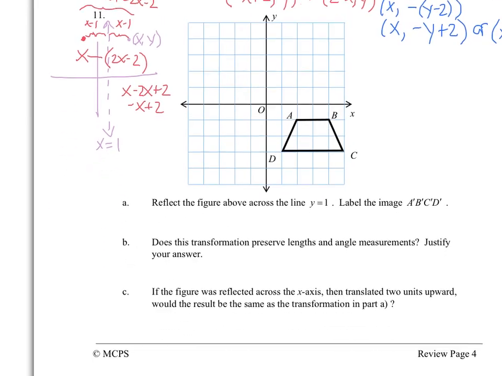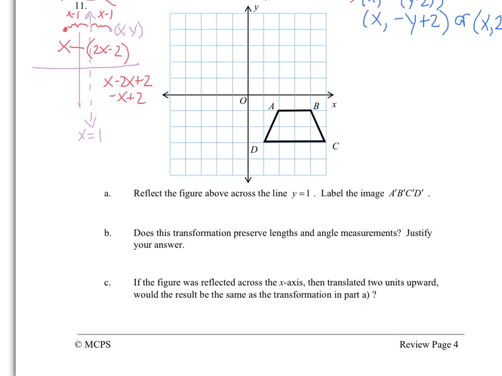Moving on to question 11. First thing they want us to do is reflect this figure across the line y equals 1. So y equals 1 is this line right here. So we're going to reflect across this line. If this is a distance of 2 and 2, we can go 1, 2, we can go up 2, and there's going to be A prime. B prime is going to be up 2 from its location.